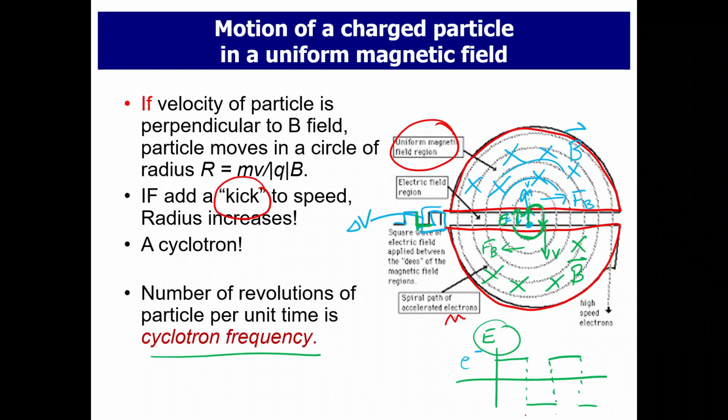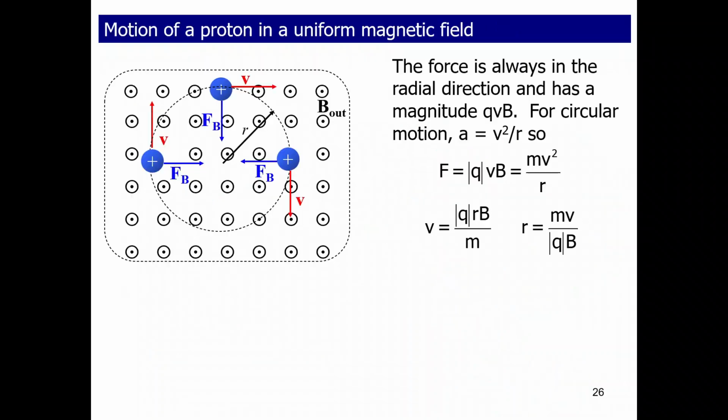So as it goes through, it's going to turn and then get faster in the electric field. Turn in the magnetic field, get faster in the electric field. Turn in the magnetic field, get faster in the electric field. And that is our cyclotron. So if you had a proton instead of an electron, you would get the exact same motion, but just in the opposite direction.